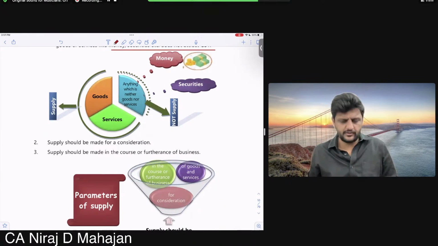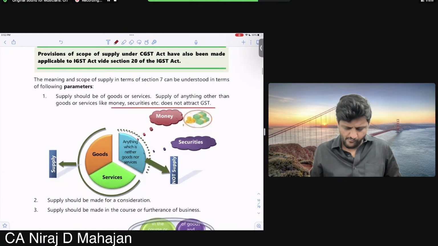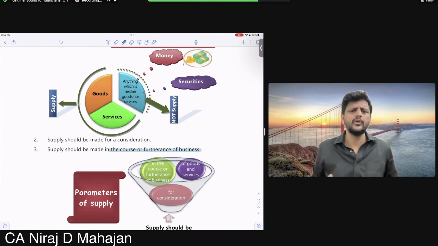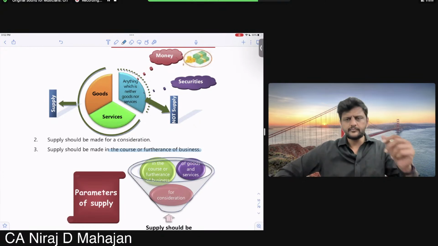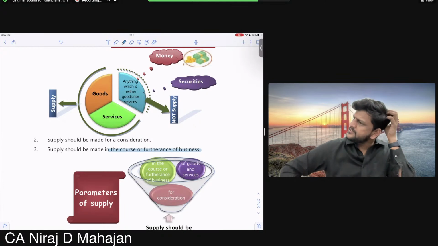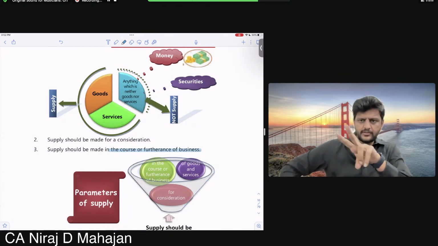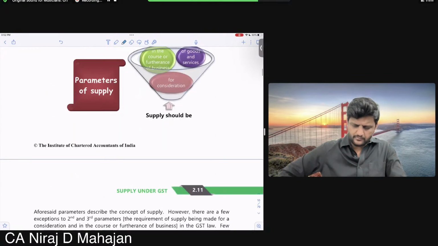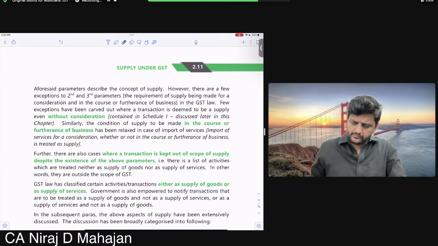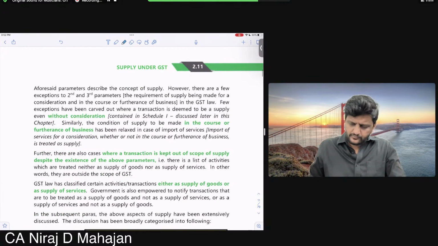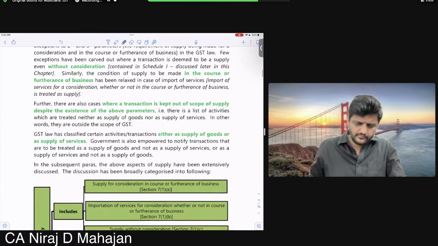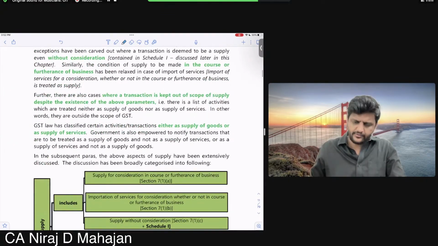Supply should be made for a consideration normally. That is also okay. And it should be made in the course or furtherance of business. Look at your 7.1, na? What we were doing in 7.1, na? Yes or no? That sale, transfer, lease, license, all of that for a consideration. That is the second point. And third, in course or furtherance of business. It should be a business transaction, है ना? Again, it is giving an entire story which we have already discussed. Okay.